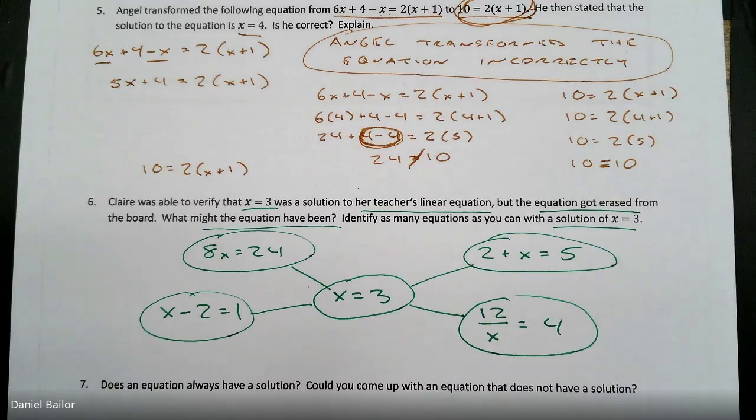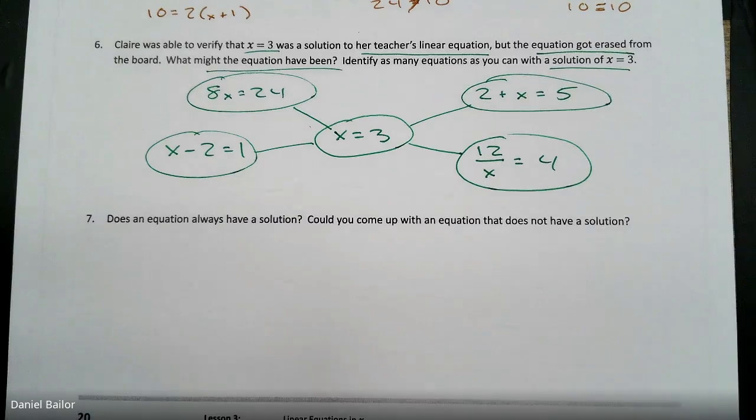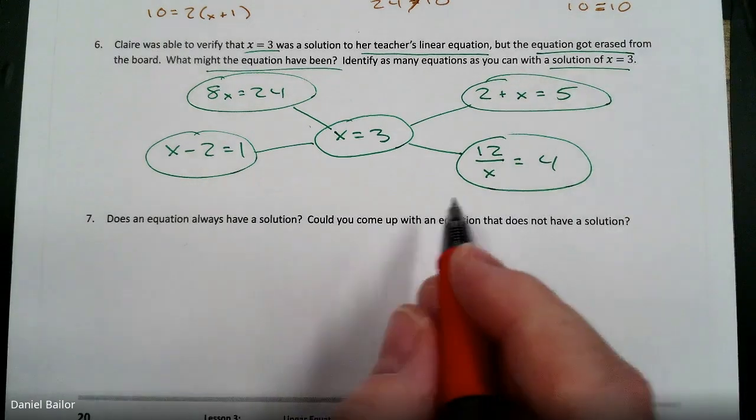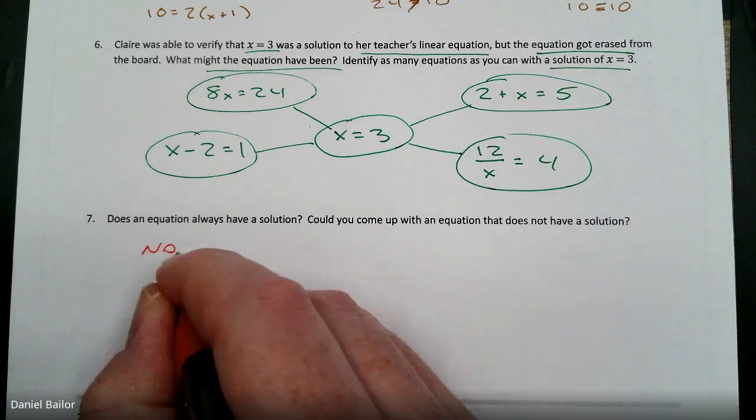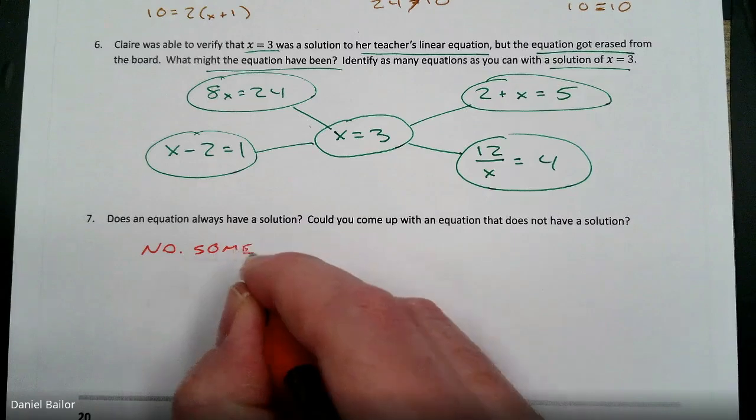But I'm going to move on to number 7. Number 7 is asking kind of a theory question. Does an equation always have a solution? Could you come up with an equation that does not have a solution? Well, here's the answer. Does an equation always have a solution? No.